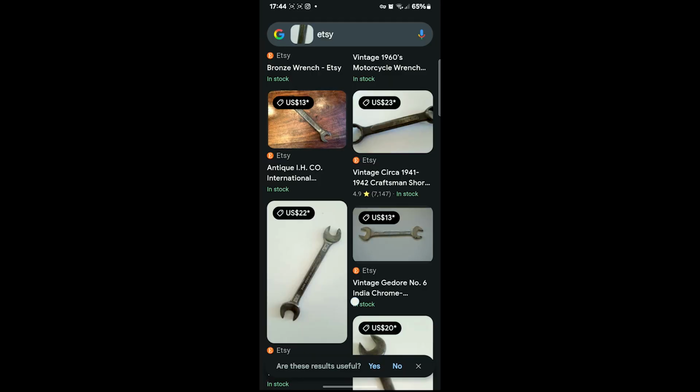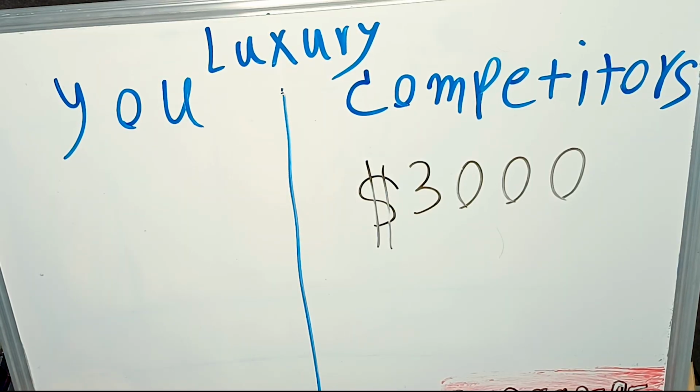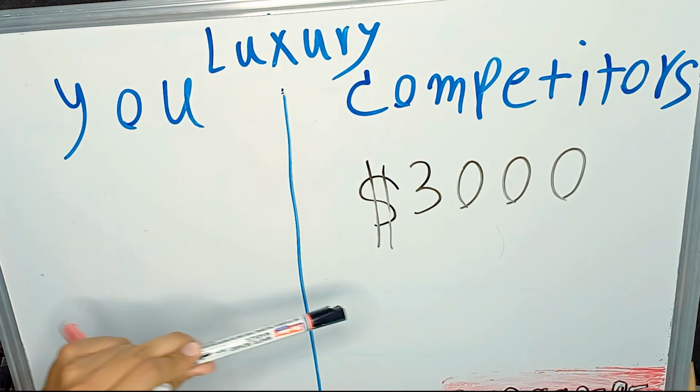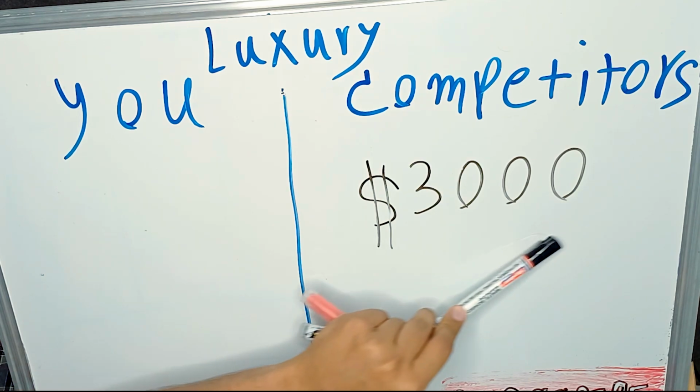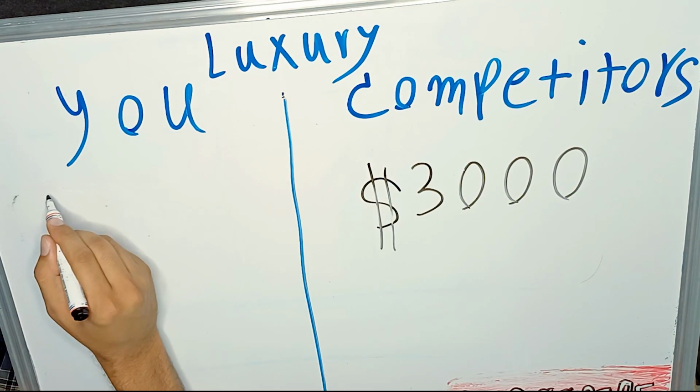Maybe you're not selling a wrench. Maybe you are selling some luxury stuff. Maybe you are selling some other things. First, pick up the price of the competitors, then do this. If your product is a luxury product, you should set the price like this. If it's a luxury product and your competitor's price is $3,000, you must do this.